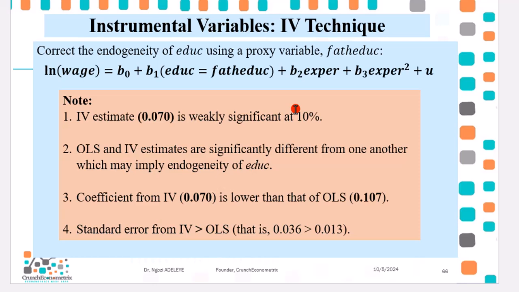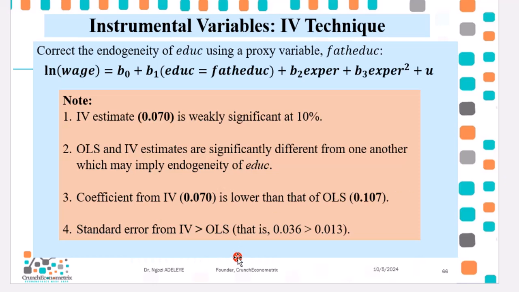What do we observe further? We can see that the IV estimate of 0.070 is weakly significant at the 10% level. Remember, the p-value is 0.051. We also saw that the OLS and IV estimates are significantly different from one another, which may imply that Educ is endogenous. Another thing we observed is that the coefficient of IV, 0.070, is lower than that of OLS, which is 0.107. And lastly, we also observed that the standard error from the IV regression is higher than that of the OLS. 0.036 is greater than 0.013.